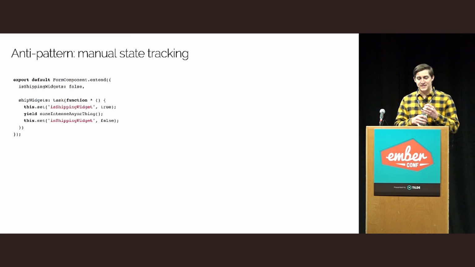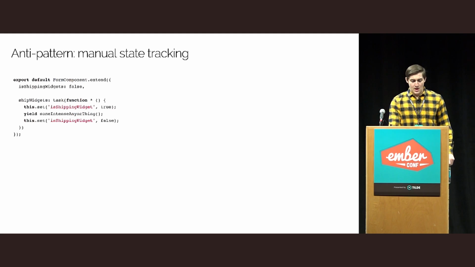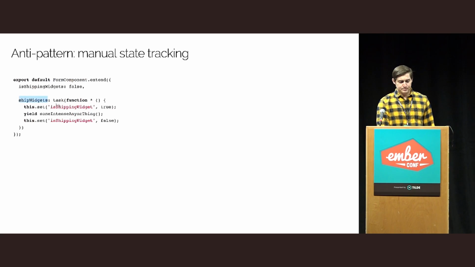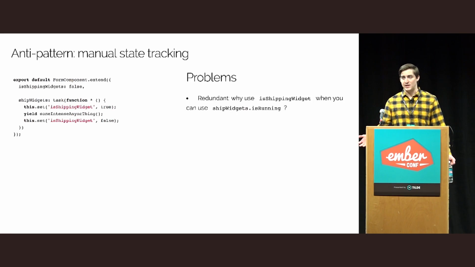So one that I've seen a handful of times, it's almost as if people don't even know the API exists, or they just haven't practiced this style of thinking. But if ship widgets has an is shipping widget Boolean property that it's managing the state of, then it's tempting to say, okay, I'll just set it to true at the beginning of the task and set it to false at the end. But there's obviously some problems with it. It's completely redundant.